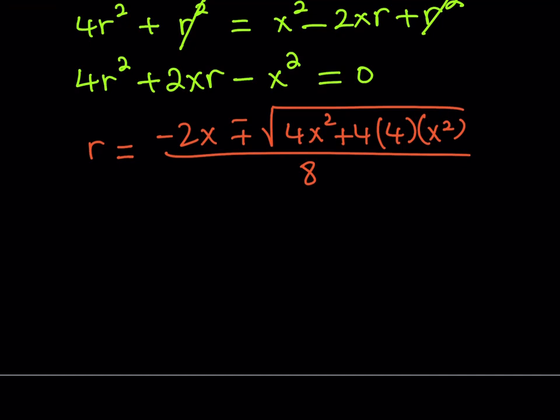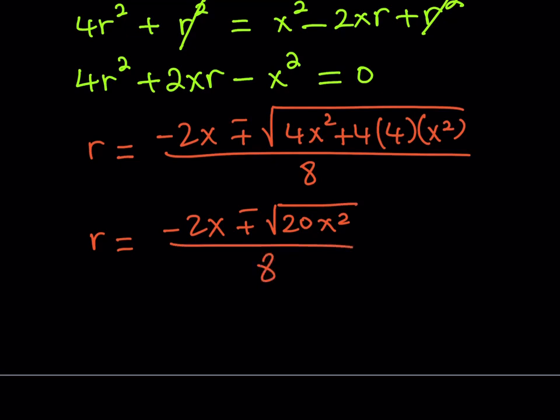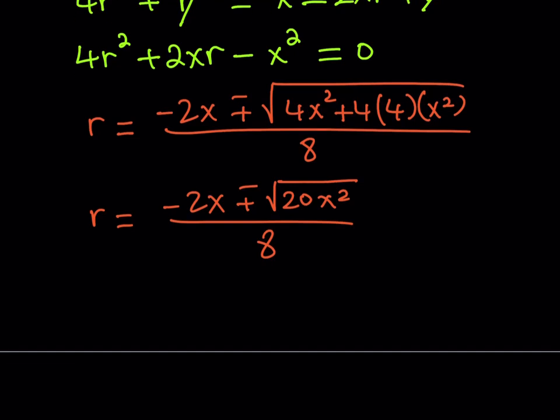So what am I going to do here? Well, you can just go ahead and add these up because those are like terms. So 4 times x squared is going to give me 16x squared plus 4x squared is going to be 20x squared. Now, here's one thing to remember. We're not going to use the minus sign because we're talking about length here. If you use the minus sign, you're going to get a negative length, which is not good. So we're going to go with the positive.